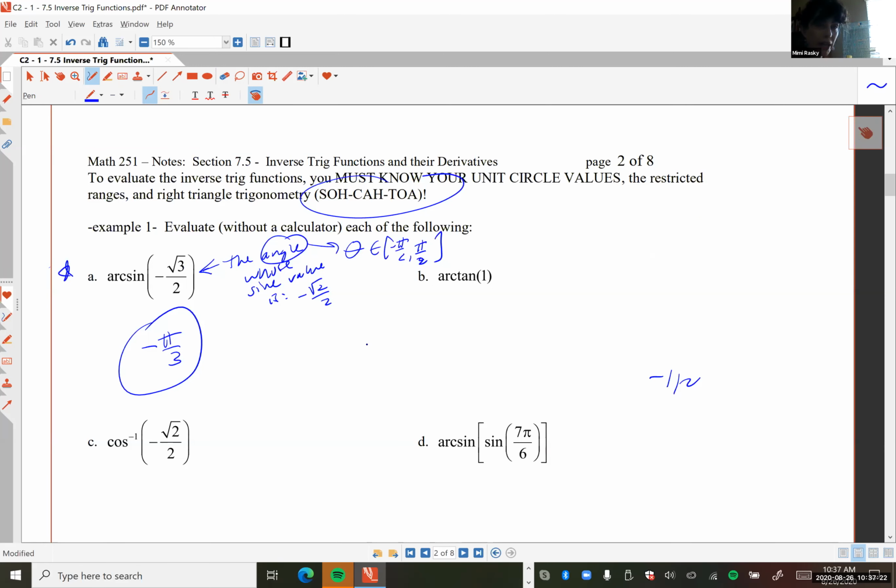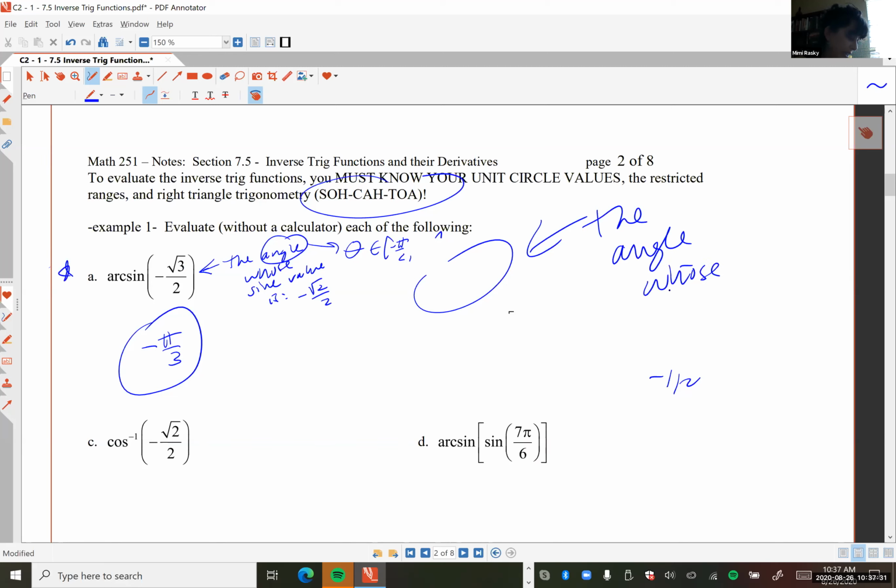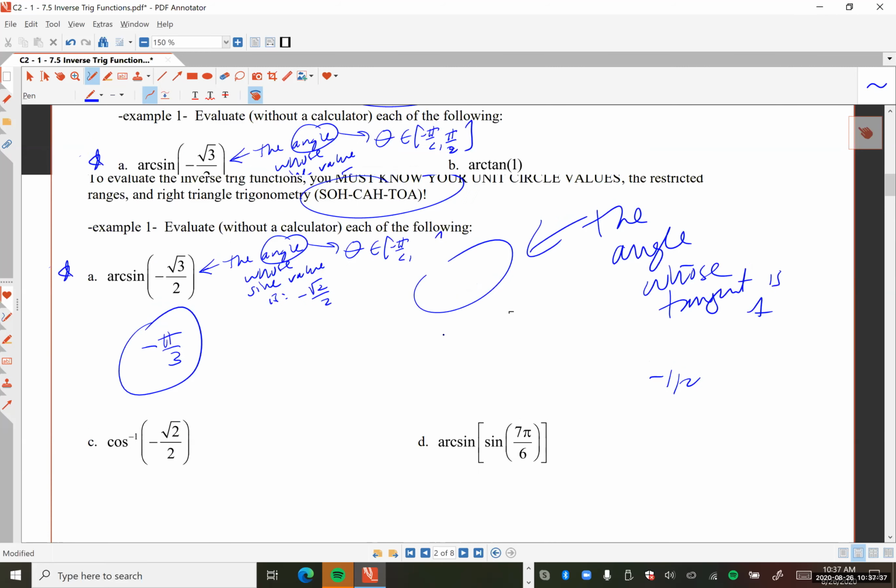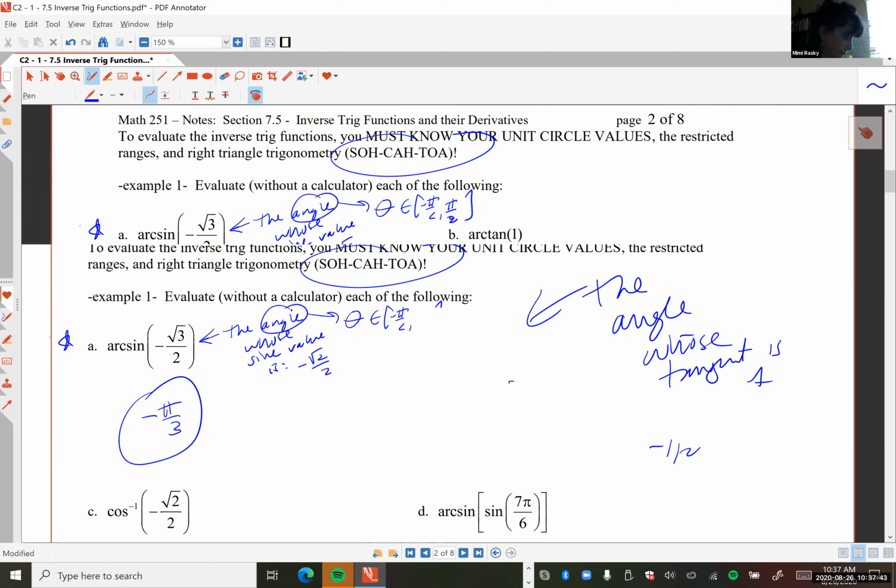How about arctan of 1? So this is the angle whose tangent is 1. Is your screen bugging out like mine is? It disappeared for some reason. I have no idea what's going on. I've never had this happen to me before. Okay, so I'll just recreate it. What's arctan of 1?